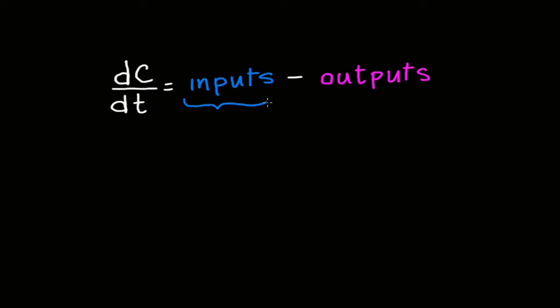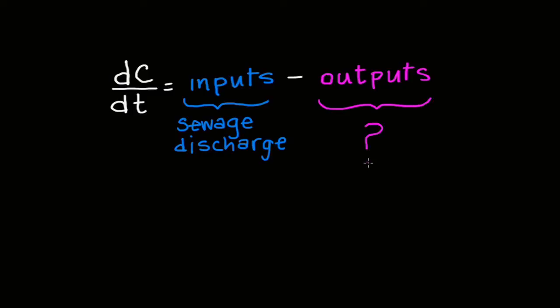What are the possible inputs? Because Massachusetts Bay receives 360 million gallons of treated sewage discharge from the city of Boston every day, we can assume here that sewage is the dominant input. Now, can you think of any removal processes, that is, outputs, besides water leaving the bay? Pause the video here and write down a couple.